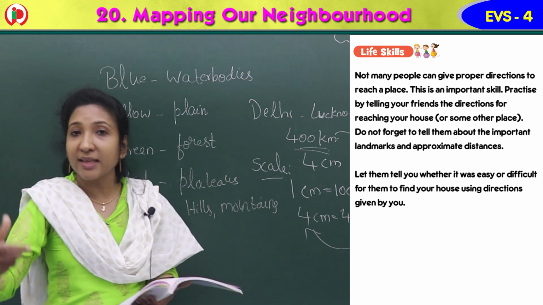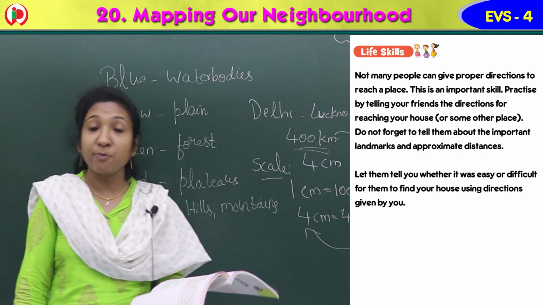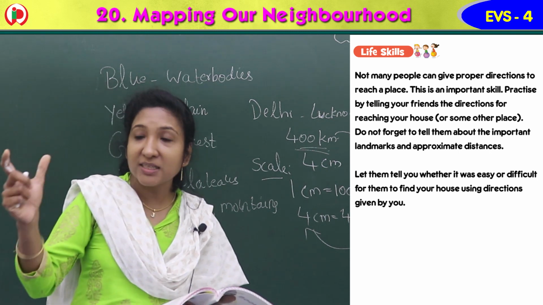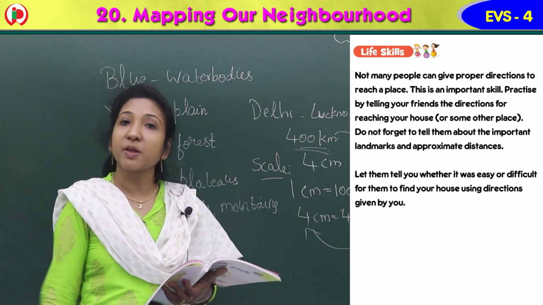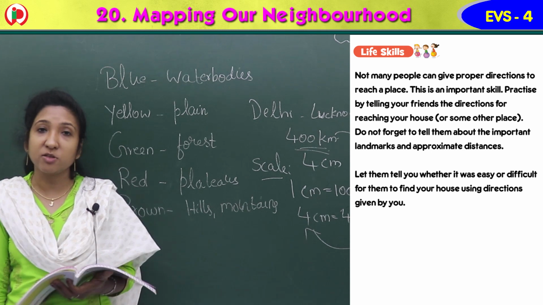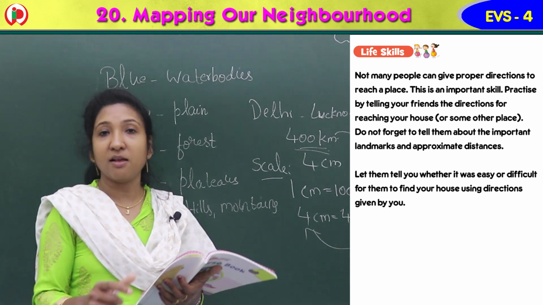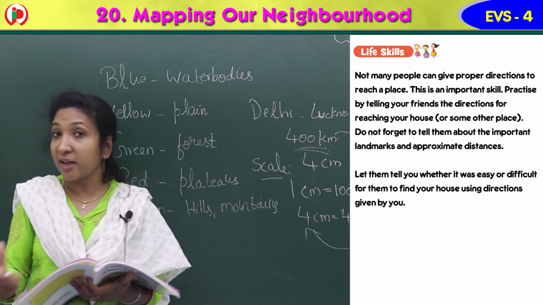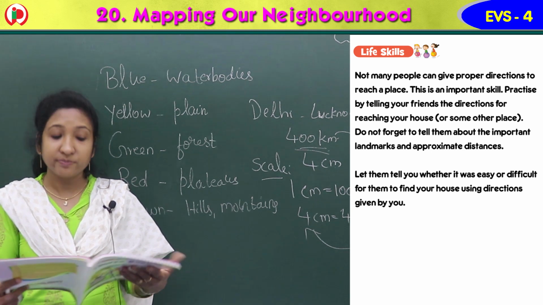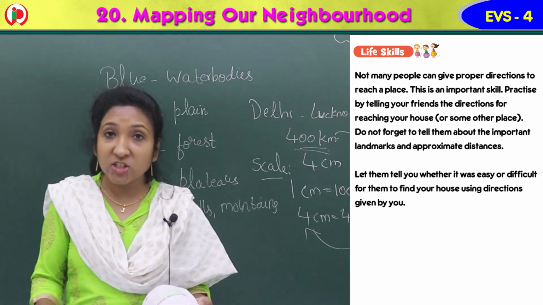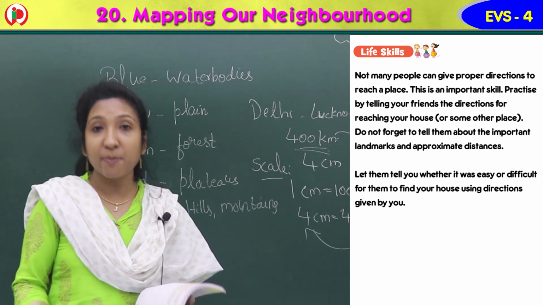You have to get this skill by practicing. So just practice it by telling the important landmarks or the approximate distance of your house from a particular place, or give the directions to your friend to reach your place. So it is an important skill. So try to practice this and acquire that skill. Okay. Yes, very good. So children, now we finish lesson 20, Mapping Our Neighborhood.